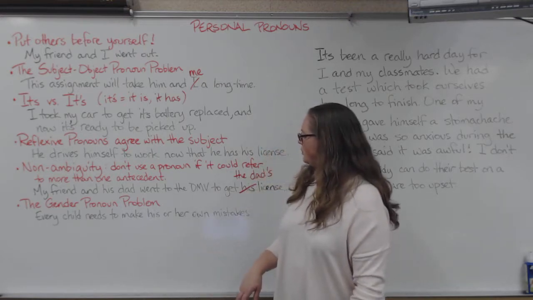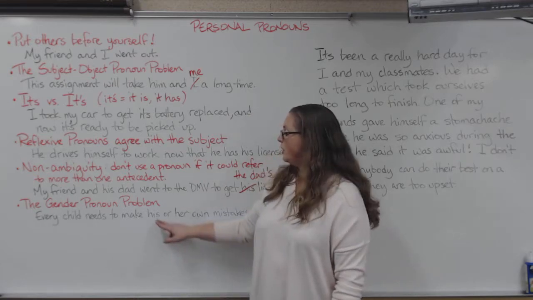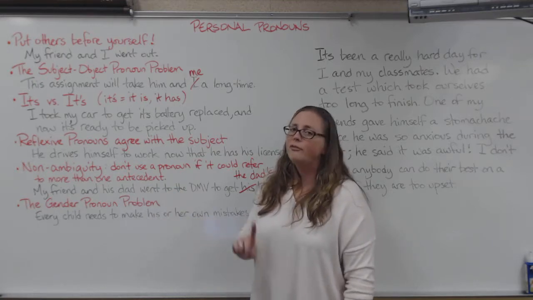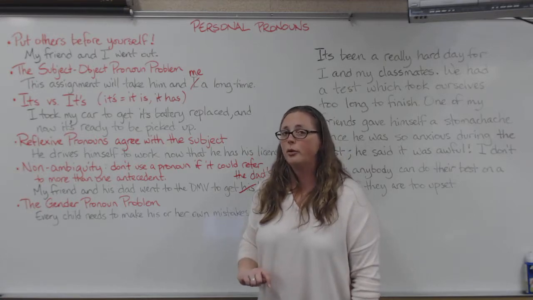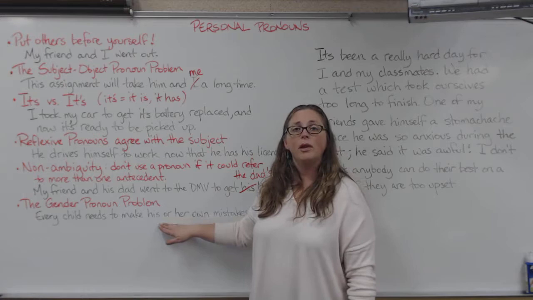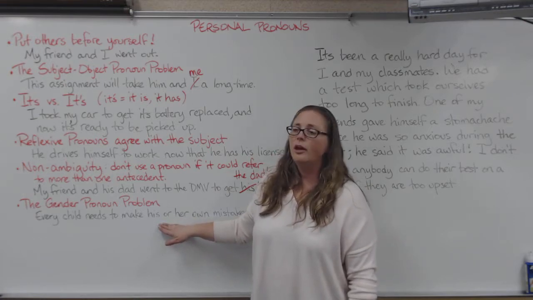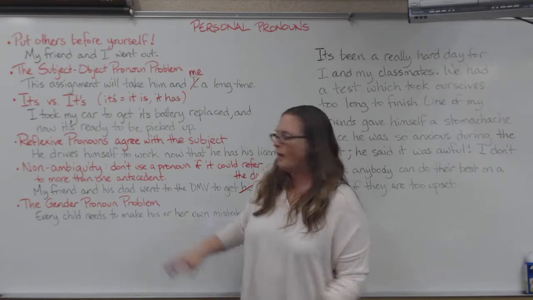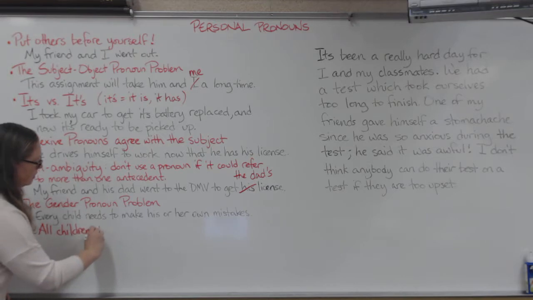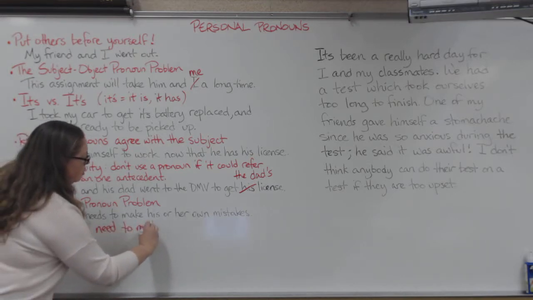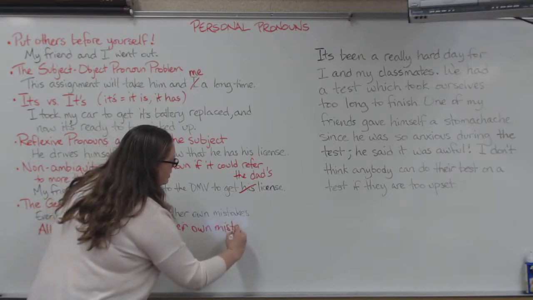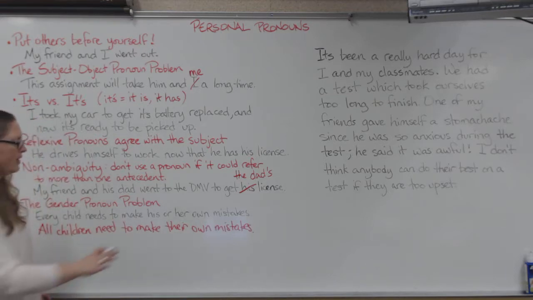Every child needs to make his or her own mistakes. Every child, this is singular, so we need to say his or her own mistakes. If it's just one sentence like this, that's fine. But if you want to avoid this problem, one of the most common ways is to change it to the plural. Make it plural, then you don't have a problem because the plural possessive adjective there is for male and female. So you could say, all children need to make their own mistakes. Okay, so that's one possibility for fixing the problem.